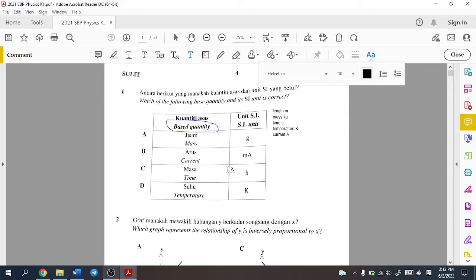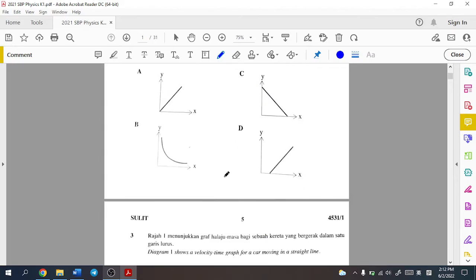Alright, so from here you know mass should be kg, current should be ampere, not milliampere. Time should be second, we don't have this kind of SI unit. And temperature should be K, so the answer is D.